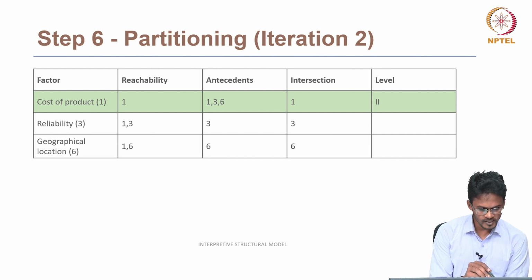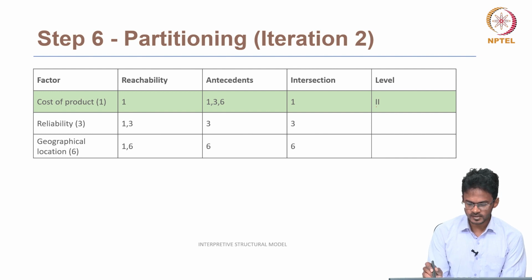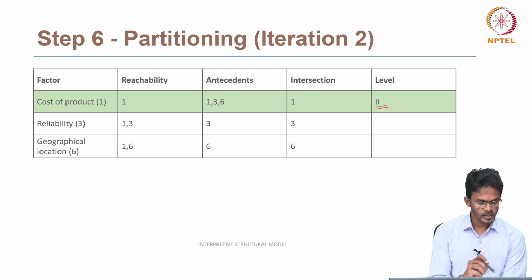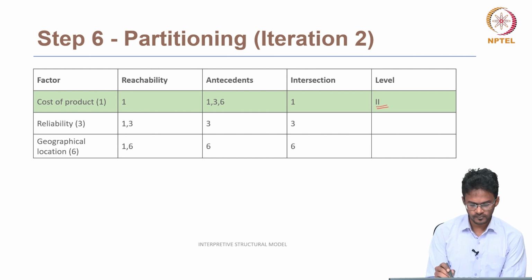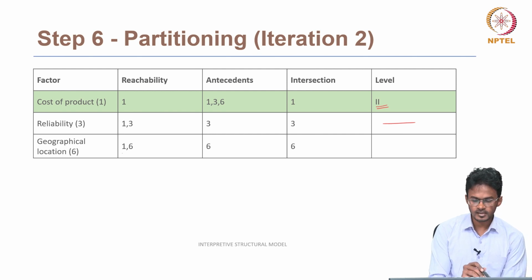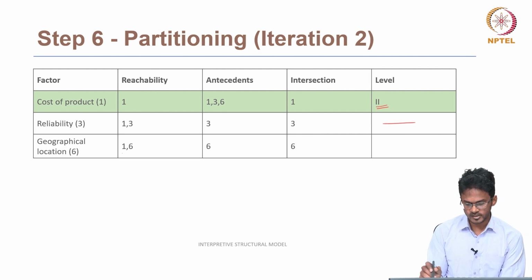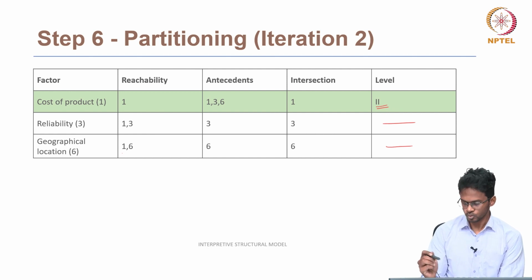For cost of product, the reachability is 1, intersection is 1. Both are same, so cost of product is getting a level. Reliability, the reachability is 1, 3, intersection is 3. So, it is not getting any level, we will skip this. Geographical location, again 1, 6 is the reachability, intersection is 6, both are not same. So, we will skip this. Only cost of product is getting a level in iteration 2, and hence it will be in level 2.